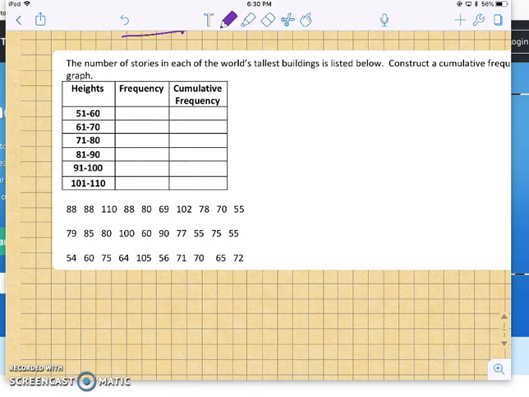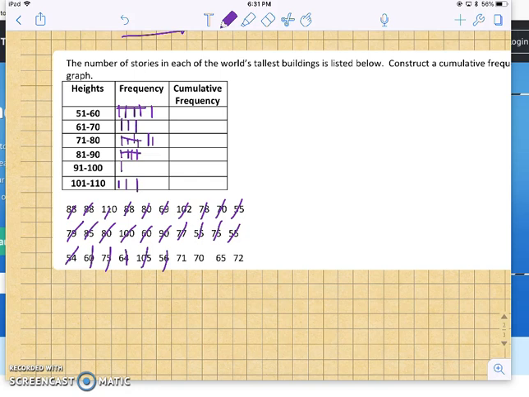So what we're going to do first on this table is count the frequency. So let's see, we got 88, so I'm just going to make little tallies: 88, 110, 88, 80, 69, 102, 78, 70, 55, 79, 85, 80, 100, 60, 90, 77, 55, 75, 55, 54, 60, 75, 64, 105, 56, 71, 70, 65, 72.